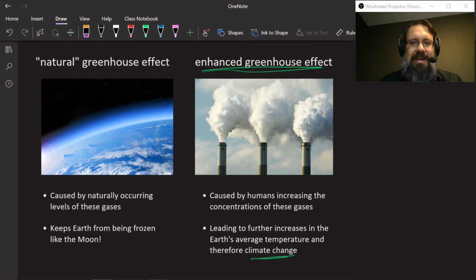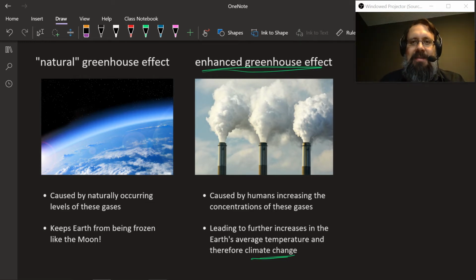Like that's why we exist. Now, the enhanced greenhouse effect is problematic because, due to human activities like power generation and various farming techniques, we are dumping extra amounts of greenhouse gases, taking them out of the earth, where they were trapped beneath the earth, and adding them into the atmosphere. So we're increasing the concentration of these gases in the atmosphere.